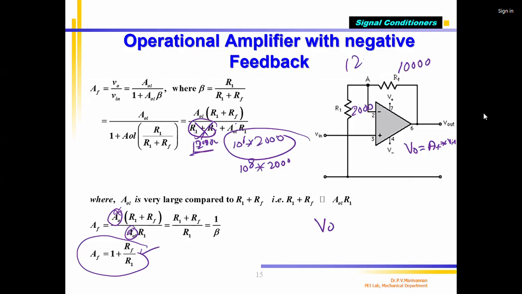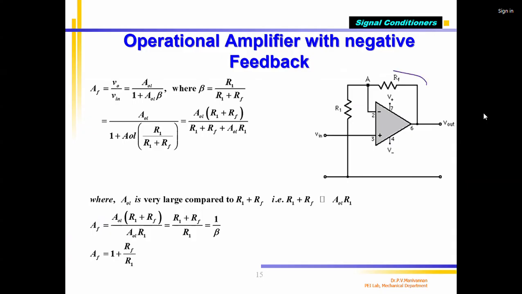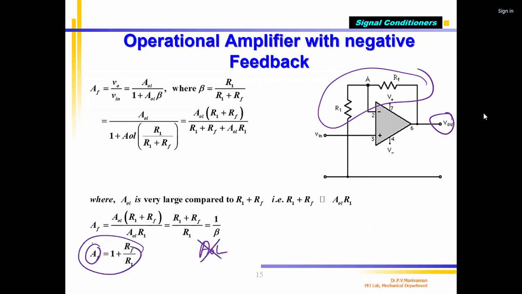If I give negative feedback, from this derivation what do you understand? If I give negative feedback using this network, my output voltage is decided by AF, not by AOL. AOL is not there in this formula. So I have made my operational amplifier. It is going to amplify. Please note the amplification is done by the op-amp only, which depends on AOL, but it is not in this formula. It automatically cancels out, since it is in both numerator and denominator. It is decided only by the ratio of these two resistors.